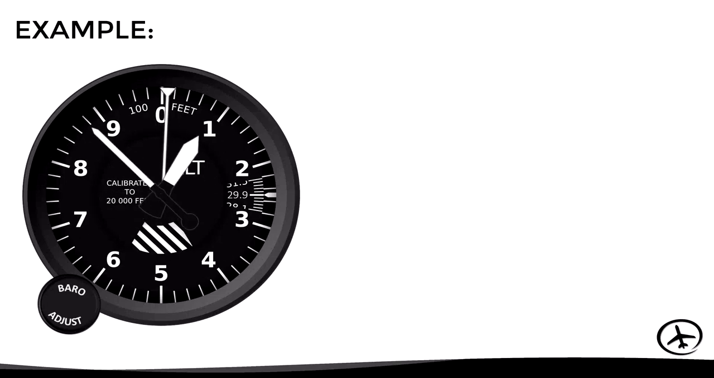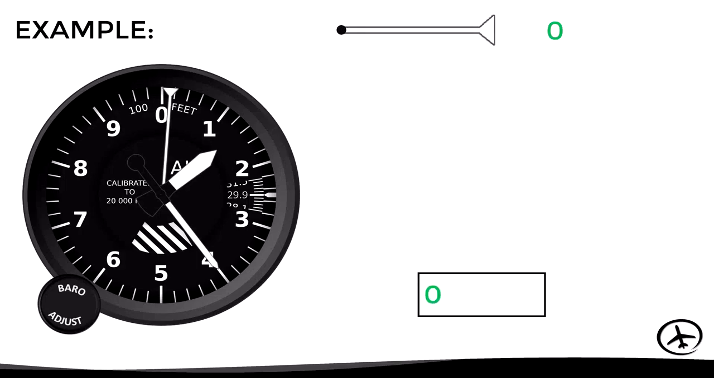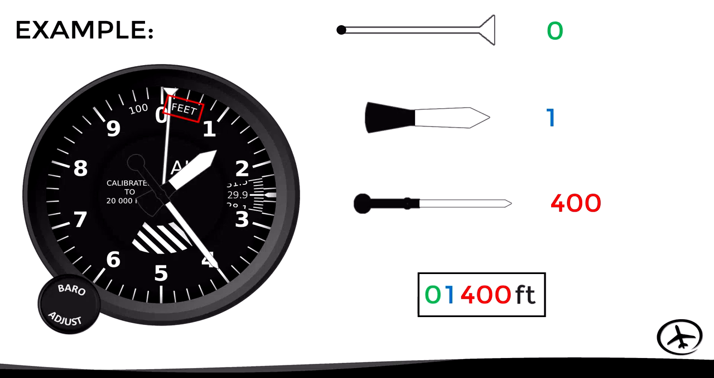Now let's suppose the aircraft climbs and the altimeter shows this indication. In this case, the triangular needle is between 0 and 1, therefore it indicates that the aircraft is between 0 and 10,000 feet. Then, the short needle is between 1 and 2, which means that the aircraft is above 1,000 but below 2,000 feet. And finally, the long needle is pointing number 4, which represents 400 feet. So with this, the altimeter reading is 1,400 feet.